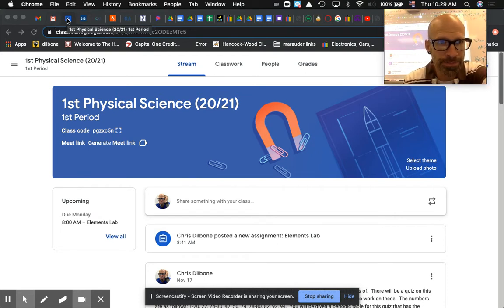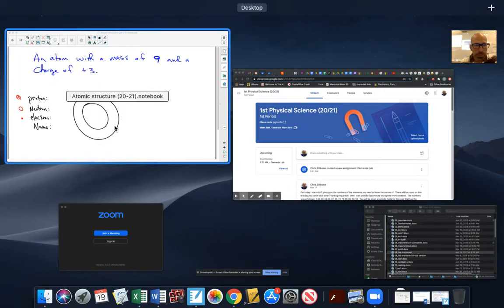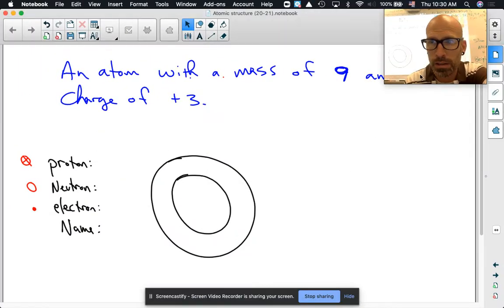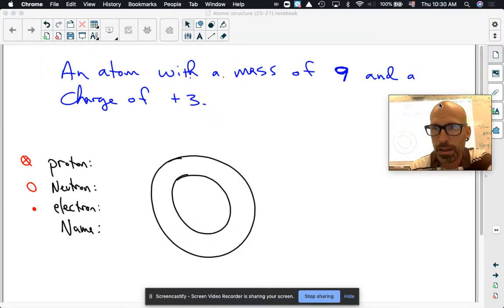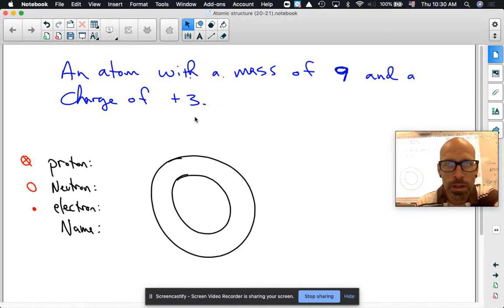First, we took the quiz. And again, one of the types of questions on the quiz was a question like this, where you have an atom with a mass of 9 and a charge of +3. So you have to figure out then what has to go in this atom.